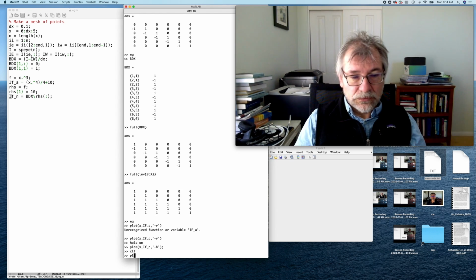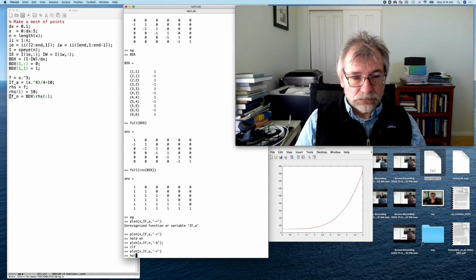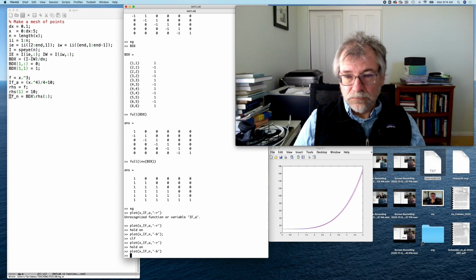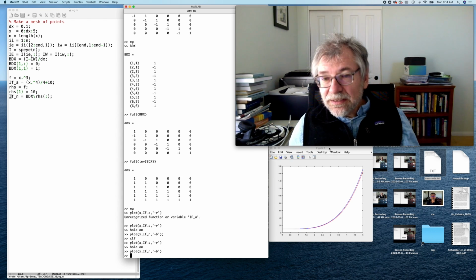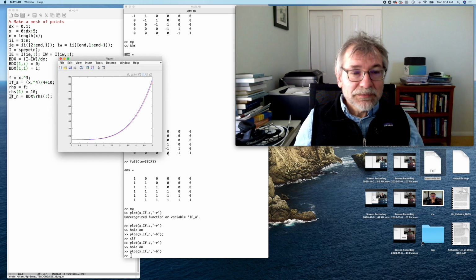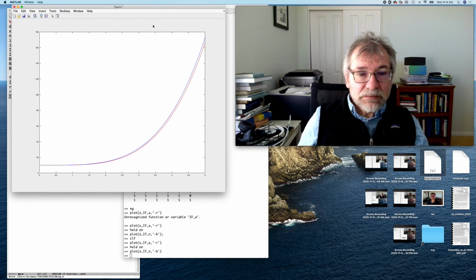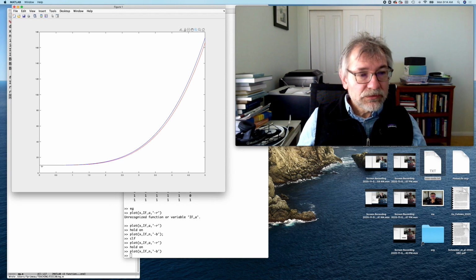CLF, plot analytical, hold on, plot numerical in blue. And now you can see the two functions. Let me make it bigger. Right, not too bad. There is some error, right? It's very small at first.